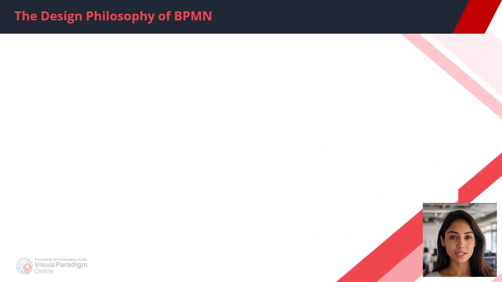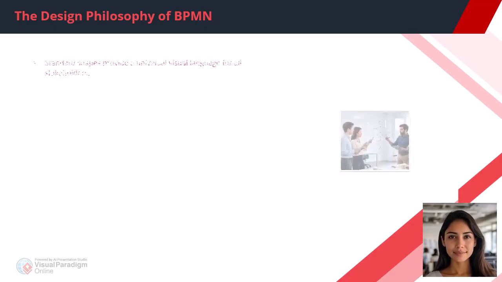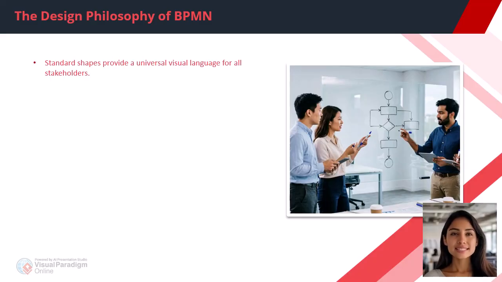BPMN is not just about drawing shapes. It is about creating a standardized language that eliminates ambiguity. It ensures that everyone understands the process the same way. Using consistent shapes, like circles and diamonds, ensures that business analysts and developers speak the same language. This reduces misinterpretation and errors in implementation.